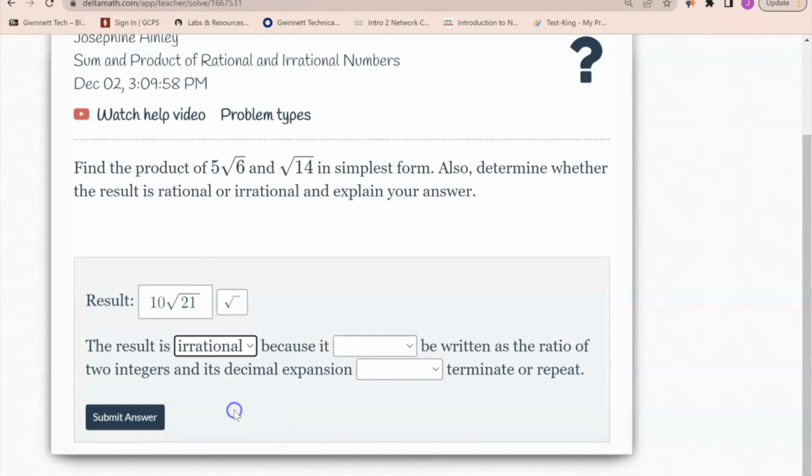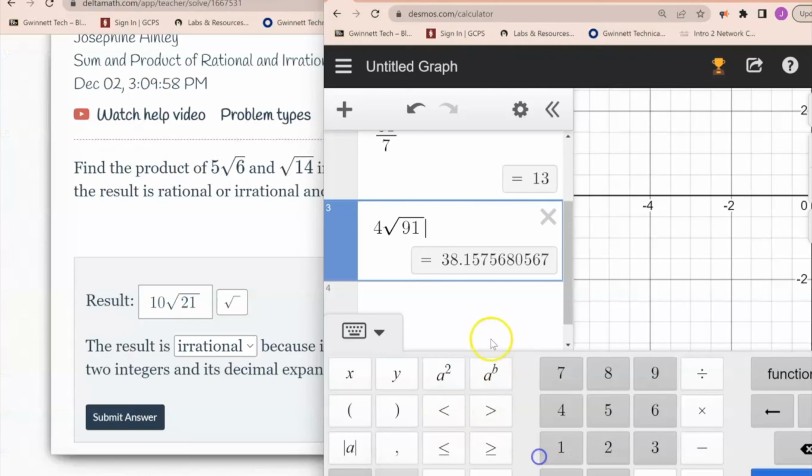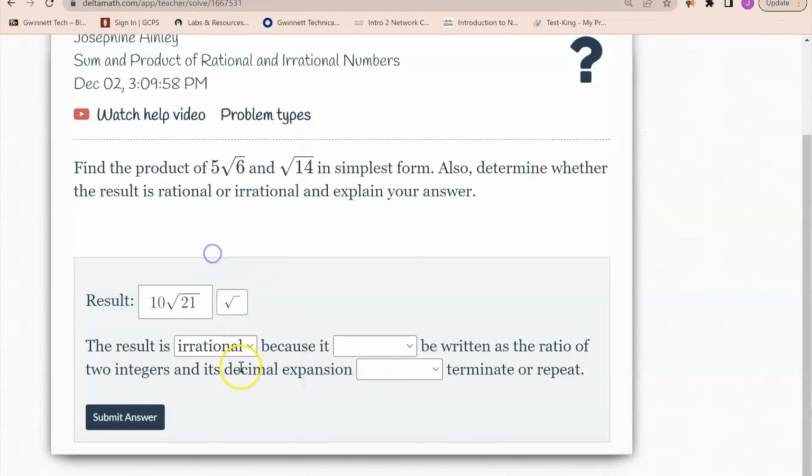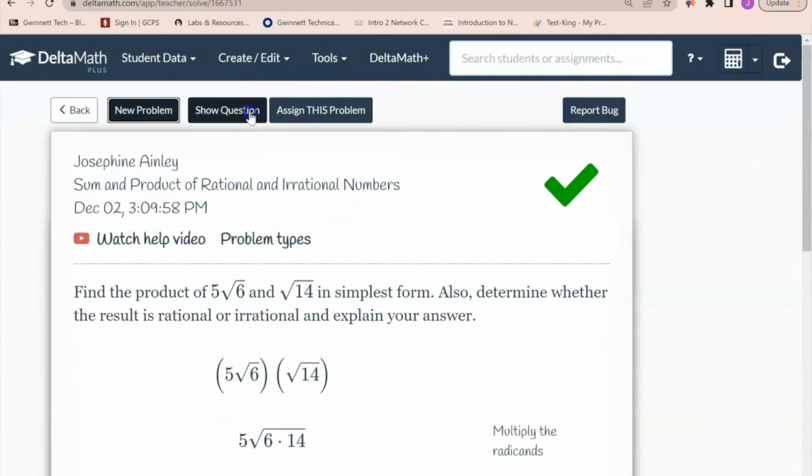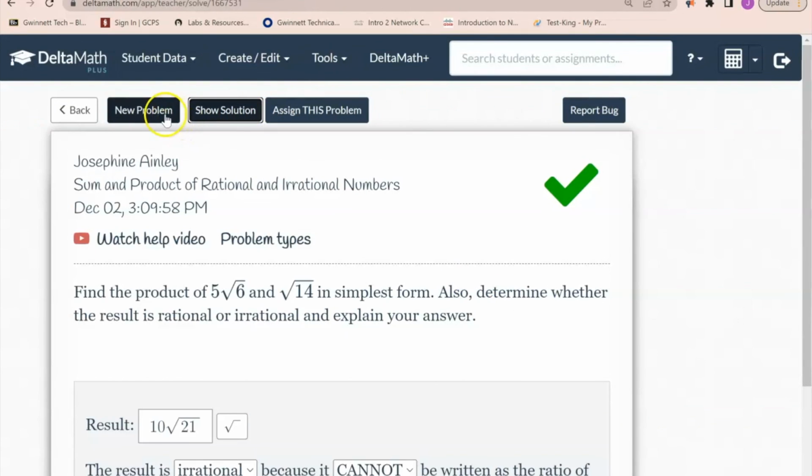And it is irrational because I still have this radical. And again, I will go ahead and prove it to you using a calculator. 10 radical 21. See, it's not repeating, and it's going on forever. So it's irrational because it cannot be written as a ratio of 2 integers, and its decimal expansion does not terminate or repeat.